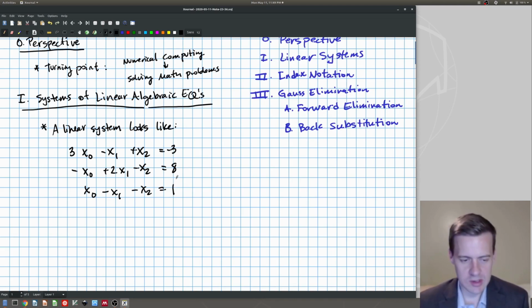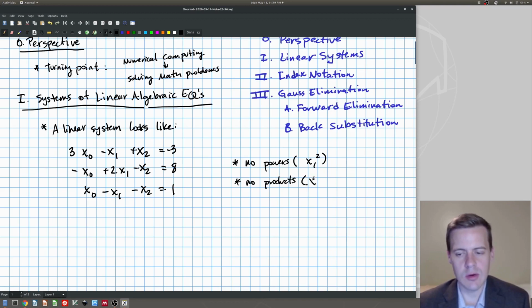And so what do we notice in linear algebra? We notice that there are no powers. We talked about this at the beginning of class. There's no x1 squared in here. There are no products, so I don't have x1 times x2, for instance. That's how I also know it's linear. And there are no differentials, so I don't have dx1, dx2, something like this. So this system is linear and algebraic.